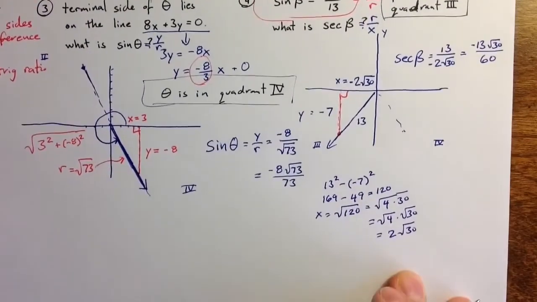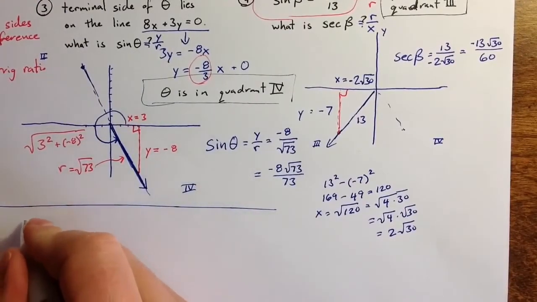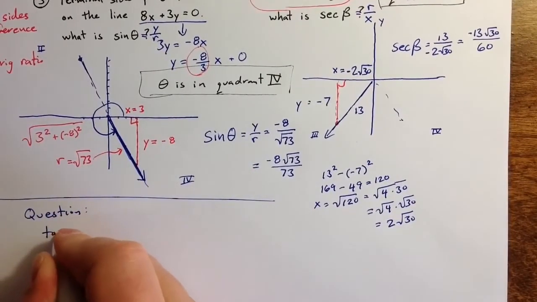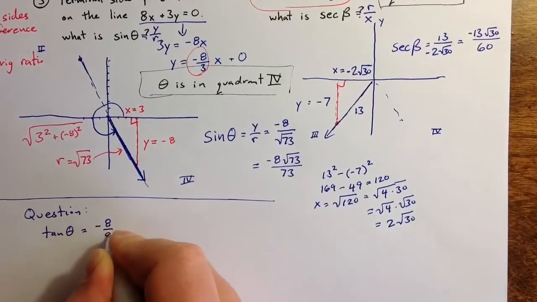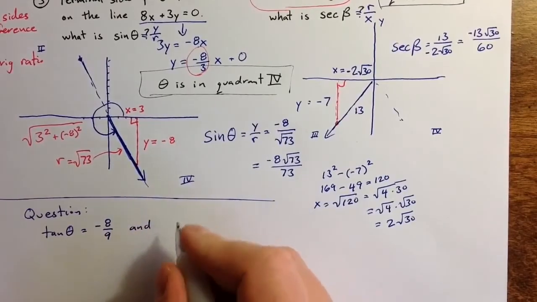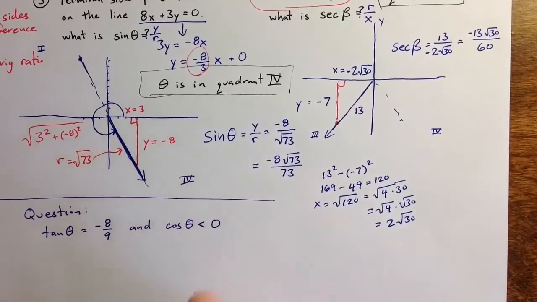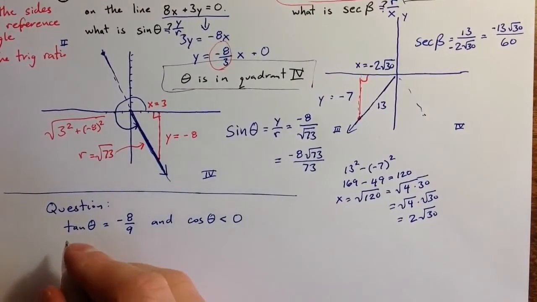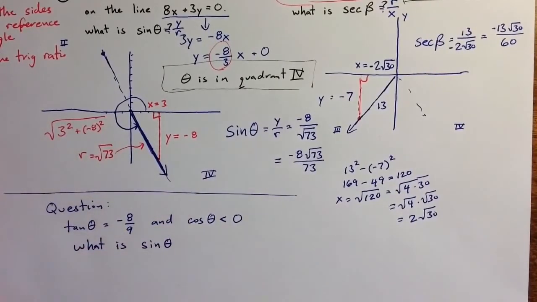So let me end the video with a final question. From the examples that you've seen in here and the discussions from earlier videos, think about what the answer to this question should be. Suppose we know that the tangent of theta equals -8/9, and we also know that cosine of theta is negative. The cosine value is less than 0. So with that information, what can we say about the sine of theta? What would the value of sine theta have to be?